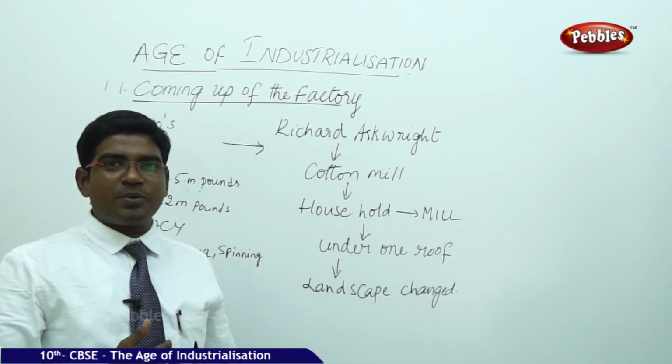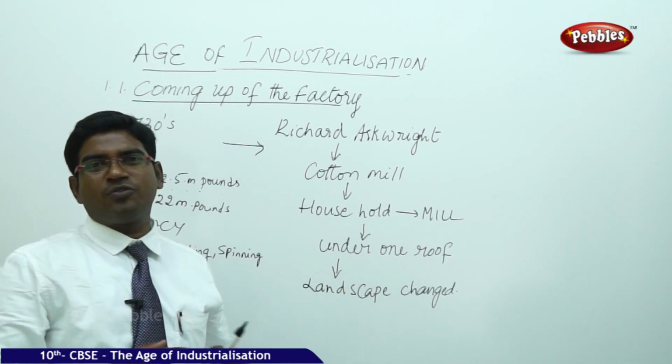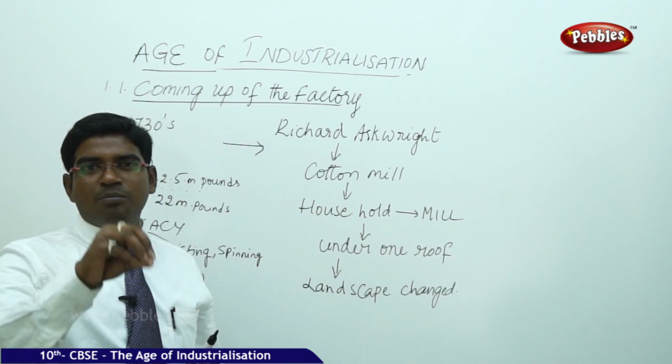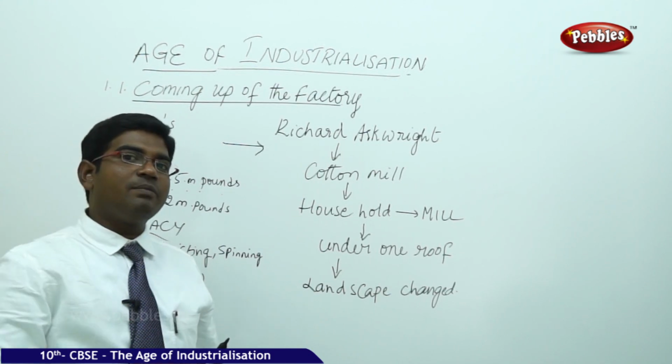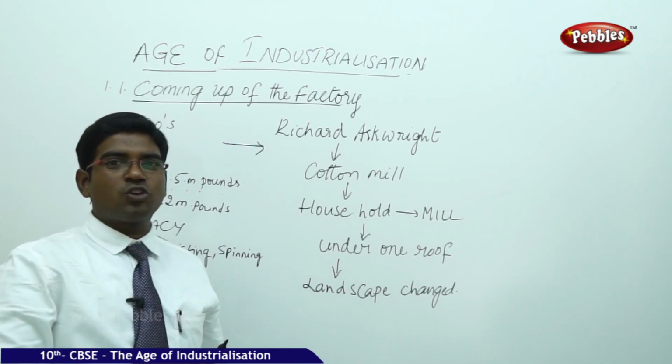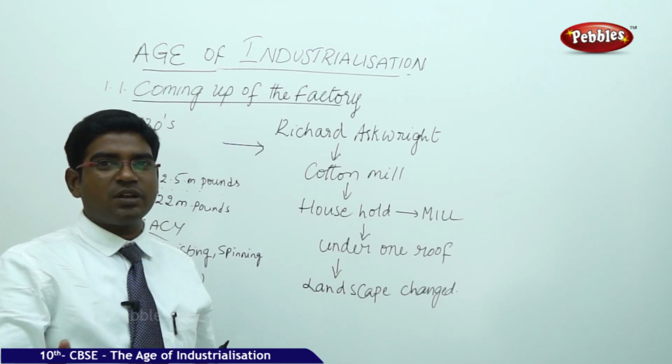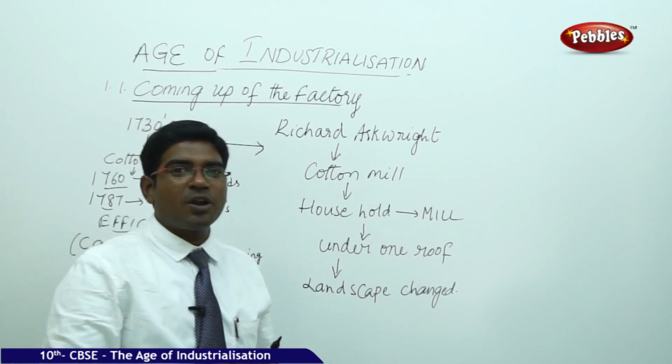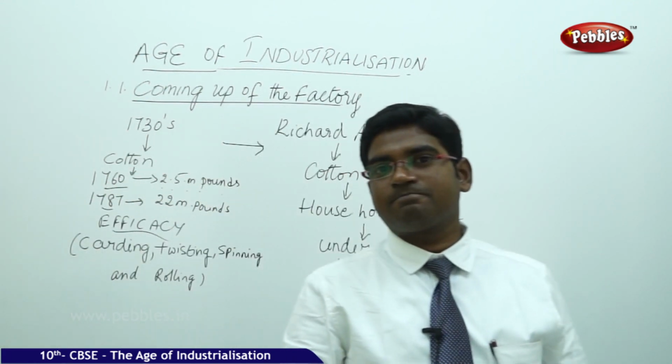If you look at the map, you can see a beautiful landscape of mills getting added day by day. It was a tremendous growth in the infrastructure as well as in the production of cotton.